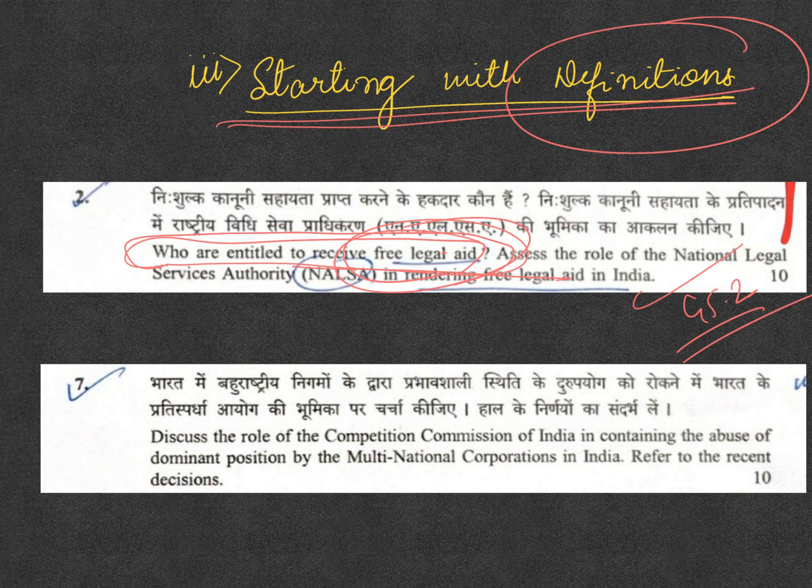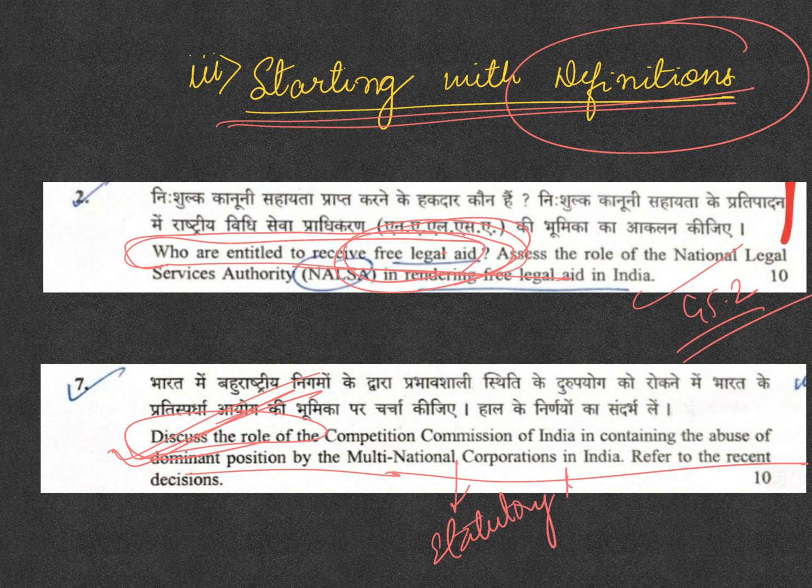There is another way which I will talk about in a while. Okay, so let's also see another question. Discuss the role of the Competition Commission of India in containing the abuse of dominant position by multinational corporations in India. Refer to the recent decisions. So even though the question is beginning by saying discuss the role of the Competition Commission, you will not directly start by talking about the role of the Competition Commission. You will give a brief definition, or you will introduce what the Competition Commission of India is. It is a statutory body, okay, that is formed to enforce what act? Competition Act. Okay, so this is the basic that you will write, and then you will come to the role.